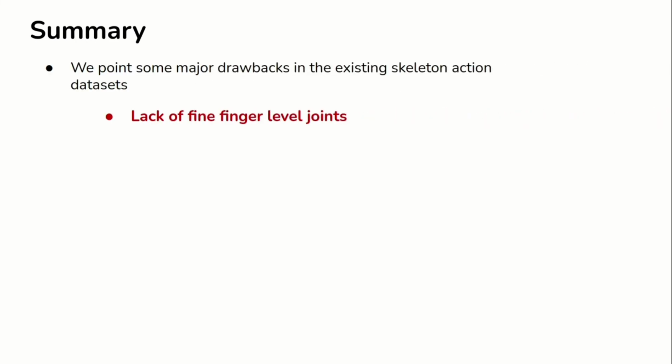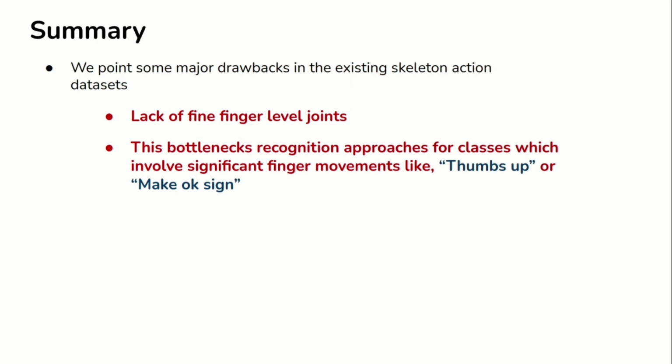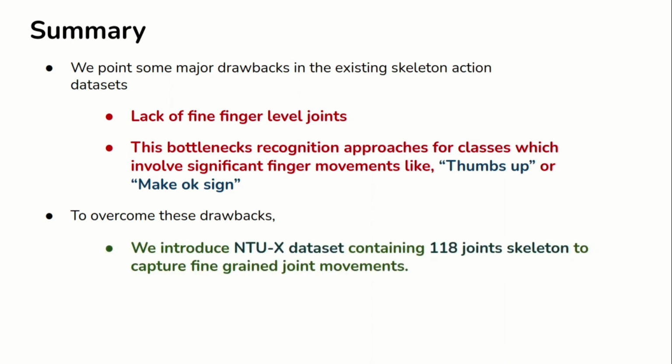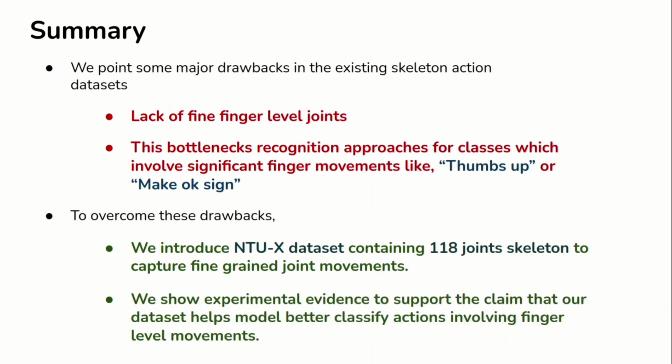To summarize our contributions, we point out some major drawbacks in the existing skeleton action datasets, which are the lack of fine finger level joints. This bottlenecks recognition approaches for classes which involve significant finger level movements such as thumbs up or make OK sign. To overcome these drawbacks, we introduce the NTU-X dataset containing a 118 joints skeleton to capture fine-grained joint movements. We show experimental evidence to support the claim that our dataset helps models better classify actions involving finger level movements.